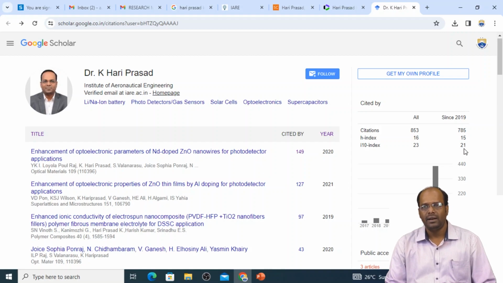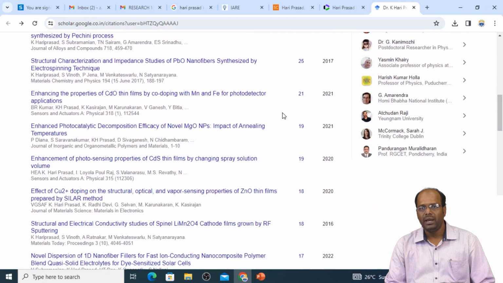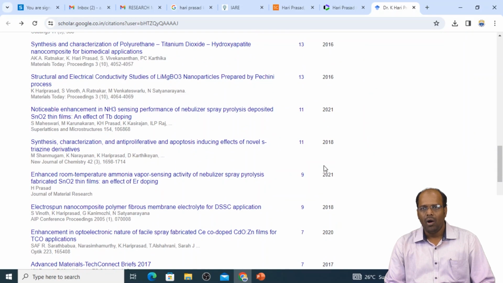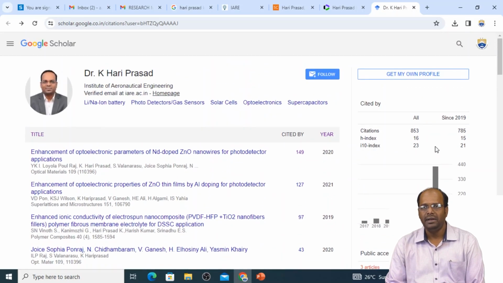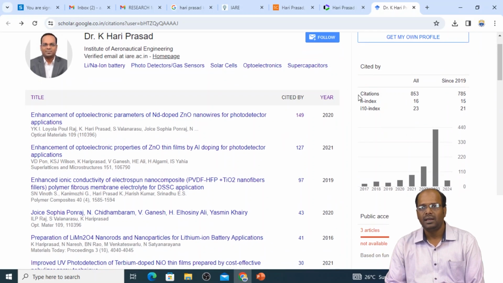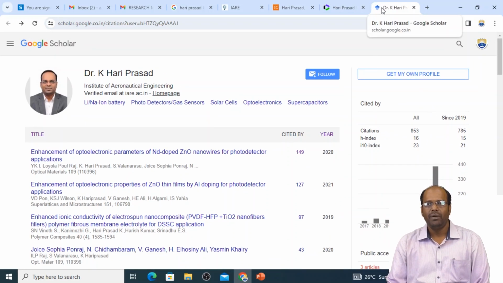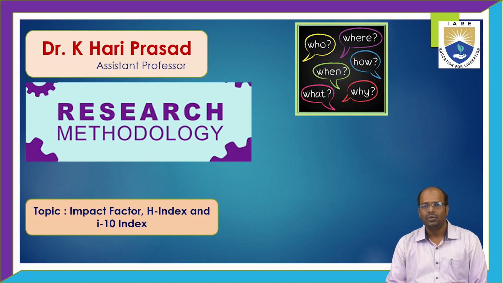In the case of the i10 index, how do we calculate it? Out of 42 articles, the number having a minimum of 10 or more citations is 23. So the i10 index is 23, while the H index is 16. This is the way we calculate the H index and the i10 index.